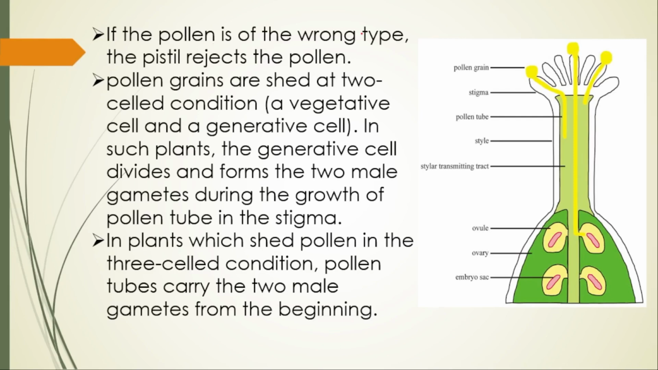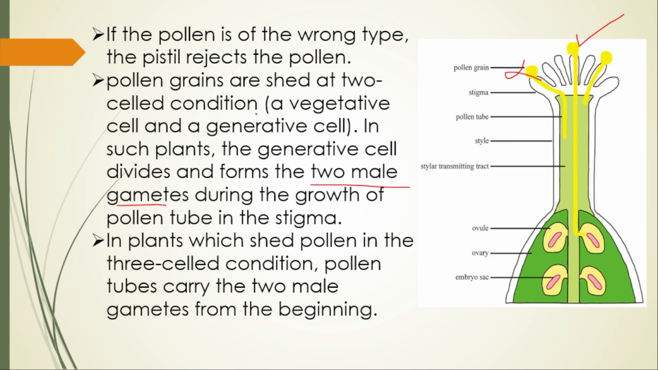Next, if the pollen is of the wrong type, the pistil rejects the pollen grain. See here, if the pollen is the wrong type, it is going to be rejected. If it is the right type, it is going to be allowed to form the pollen tube. Pollen grains are shed at a two-celled condition, that is, one vegetative cell and one generative cell. In such plants, the generative cell divides and forms the two male gametes during the growth of the pollen tube in the stigma. There will be formation of two male gametes.